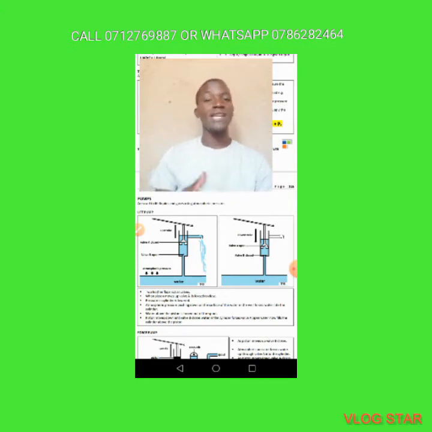Today we are talking about pumps. First I am going to explain the function or the purpose of a pump. A pump is very important to lift liquids and gases using atmospheric pressure. So the question can come and say, what is the main purpose of a pump, or what is the use of a pump? The pump is very important to lift up liquids using atmospheric pressure.